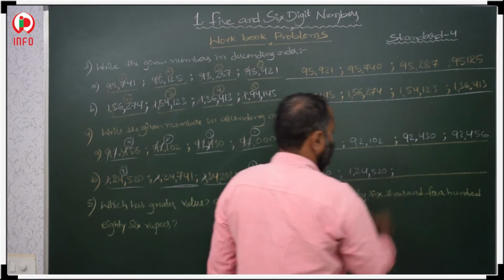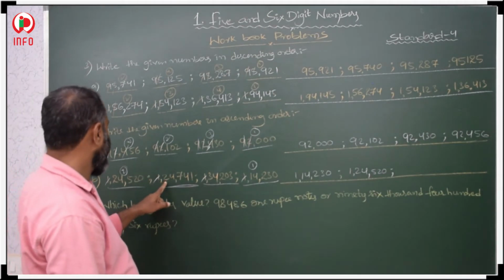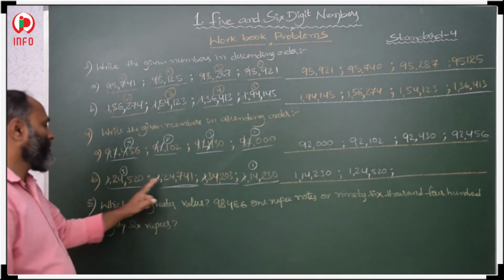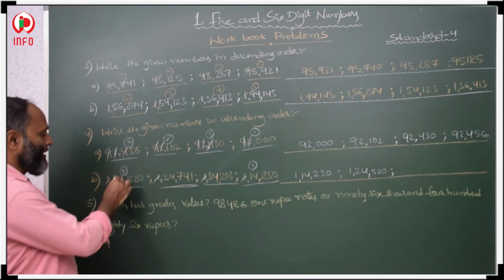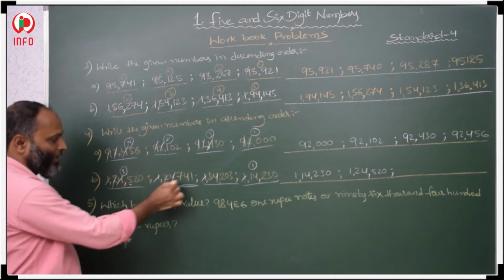1,24,520. Then after that 3 places. 2, 4. Here 2, 4. In these two we have to decide. 2 is there, 2 is there, and 4 is there, 4 is there. Here 5 is there, here 7 is there.